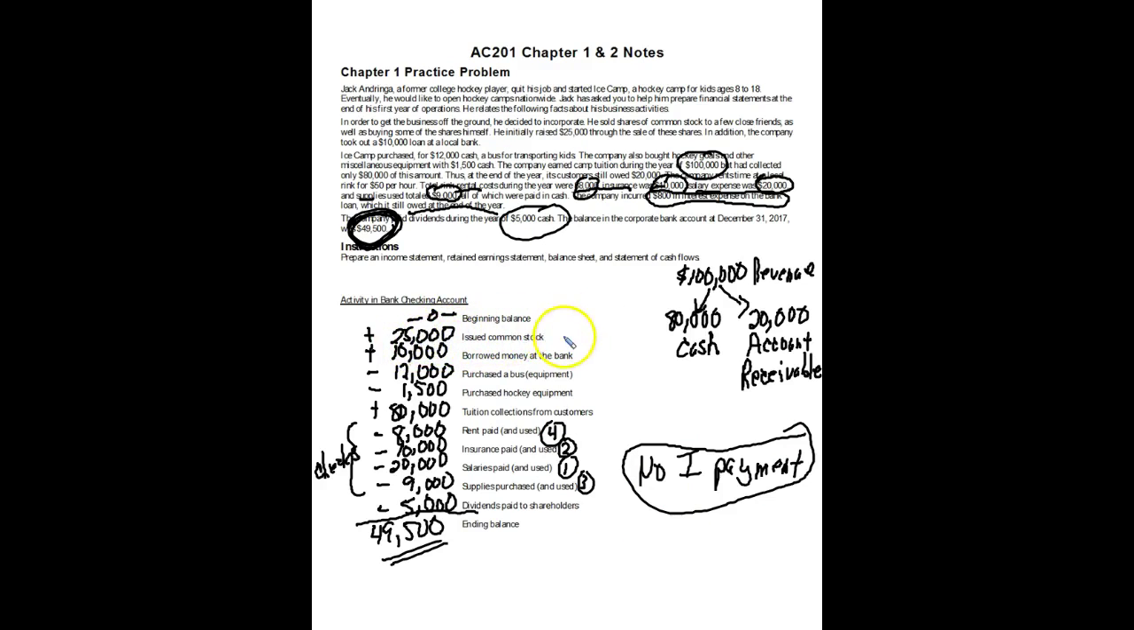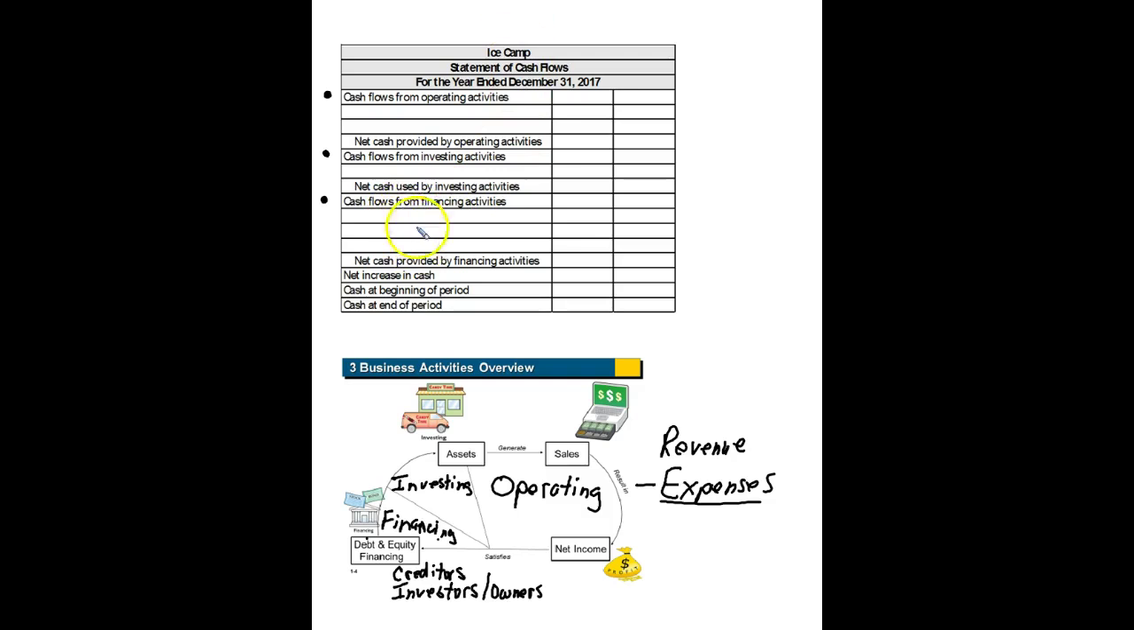So the first one was cash coming in from issuing stock. Well, that's with our shareholders. So that is a financing activity. I'll just abbreviate it. Also, we borrowed money from the bank, which is a creditor. That makes that a financing activity. So let's take this $25,000 and the $10,000, and we're going to go over here in the financing section, and I'm going to write that in. Okay, so we can see then that I have written issuance of common stock, $25,000, and issuance of note payable, $10,000.